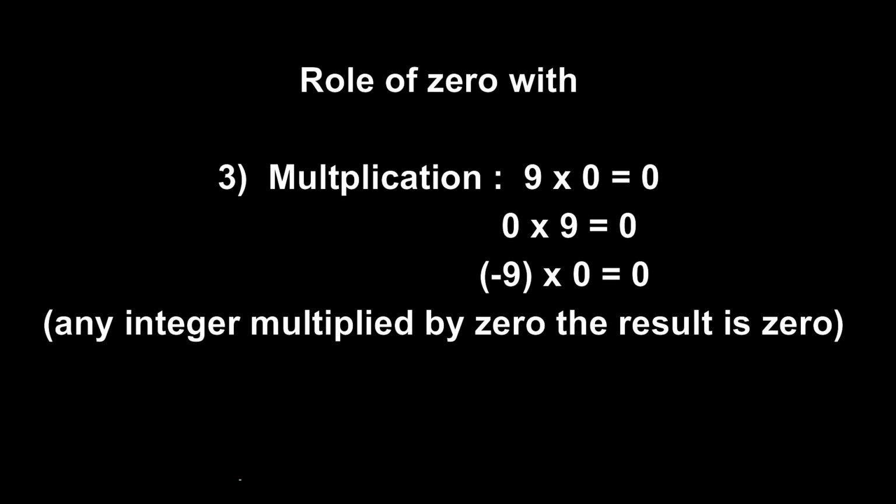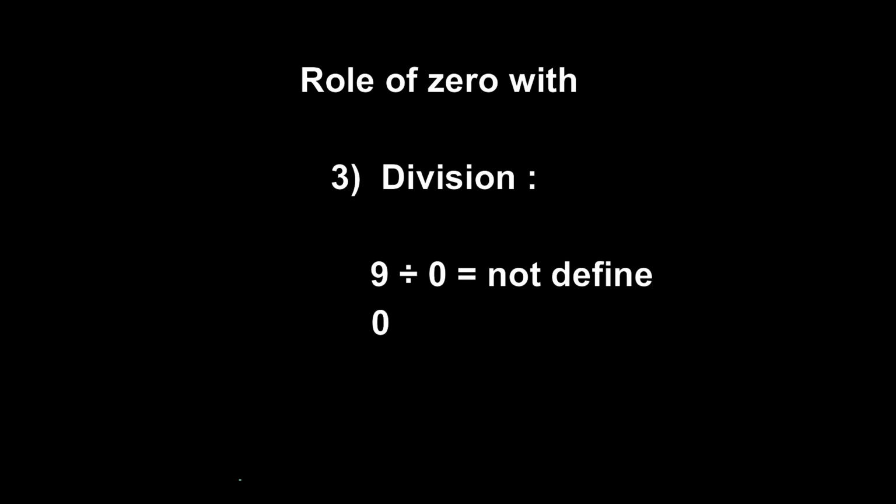Now, the role of 0 with division. When we divide any number by 0, let's have an example as I have written on the screen. 9 divided by 0, and the answer is not defined. But when I have written 0 divided by 9 is equal to 0. Why this? Because 0 is neither negative nor positive.